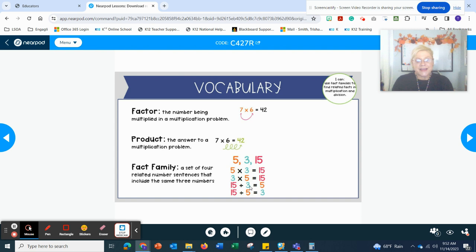That's what a fact family is. Those 3 numbers won't change, but because of commutative property, that allows it to be a fact family. They're all going to live under the same roof. They're all a family, and the roof is commutative property.